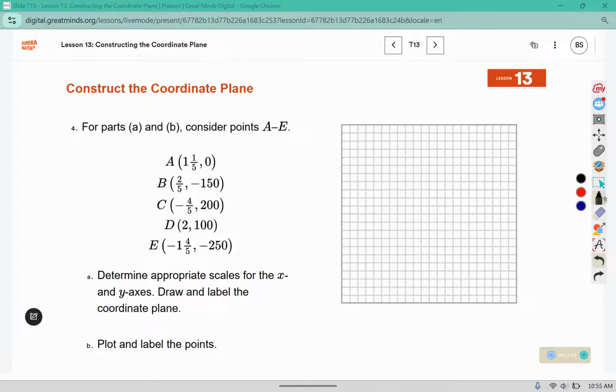So when we look at all of these x coordinates, we can see that counting by fifths would capture all of the x values. For the y values, we're going to want to count by something bigger. For example, we might count by 50s for the y-axis.